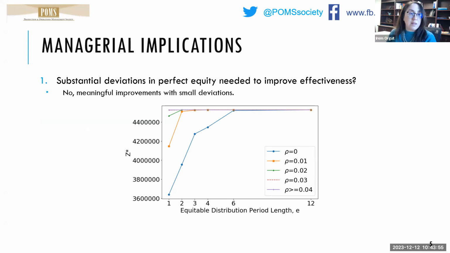This figure illustrates the equity effectiveness trade-off. We find that if we relax equity even a little bit by either allowing equity deviations from perfect equity each period or allowing equity to be achieved over multiple periods, we see large improvements in effectiveness.